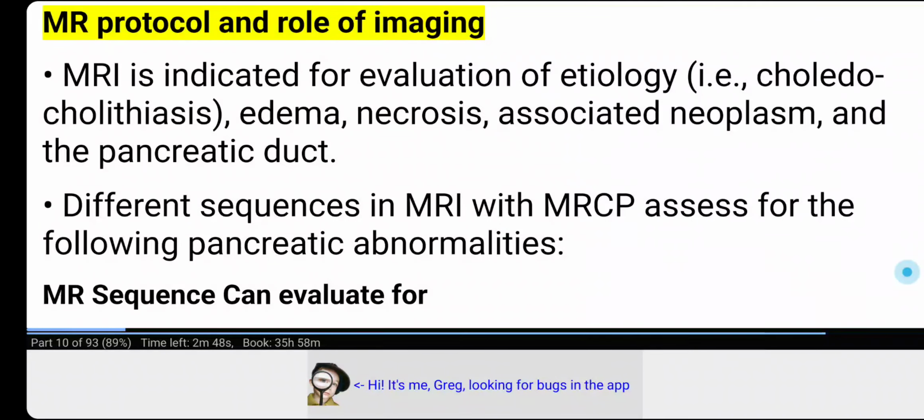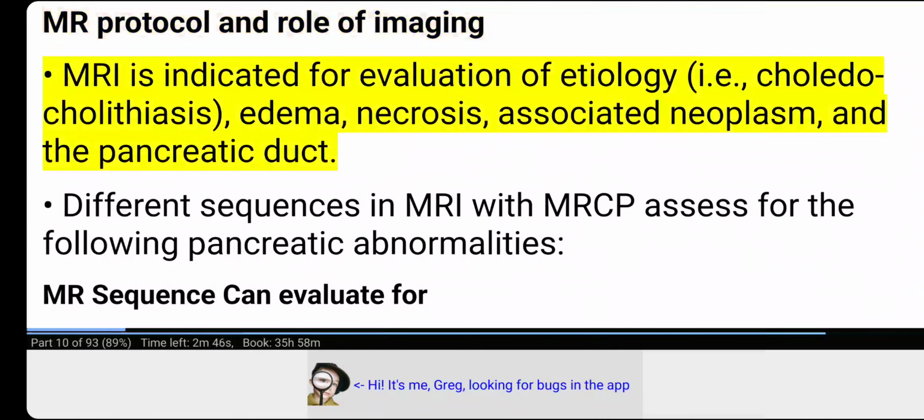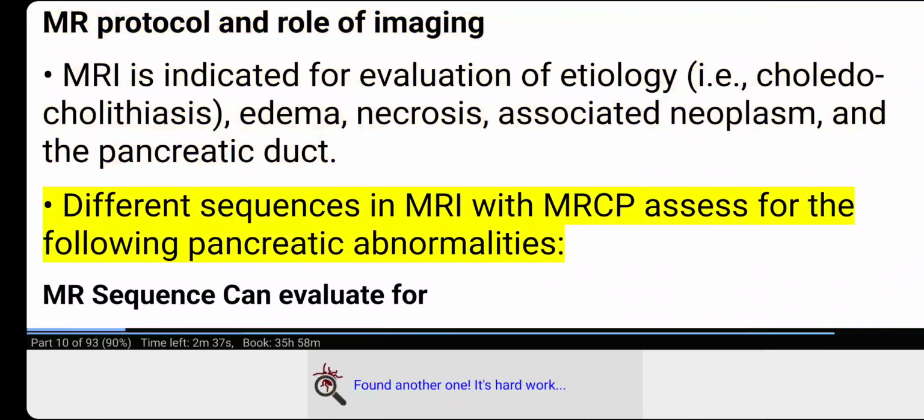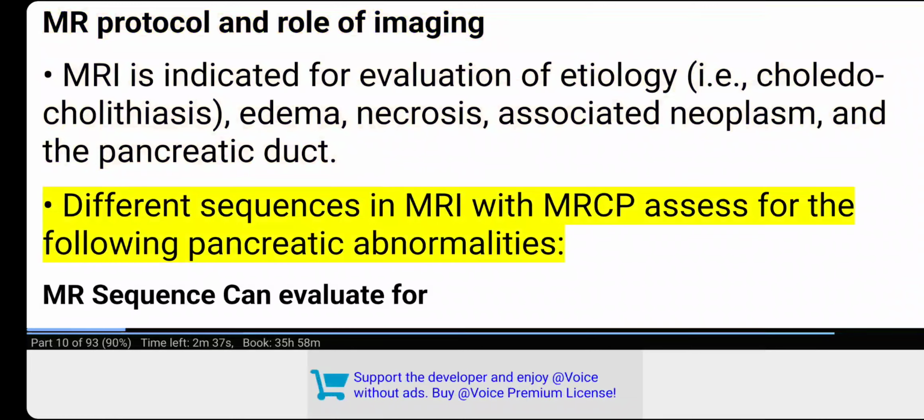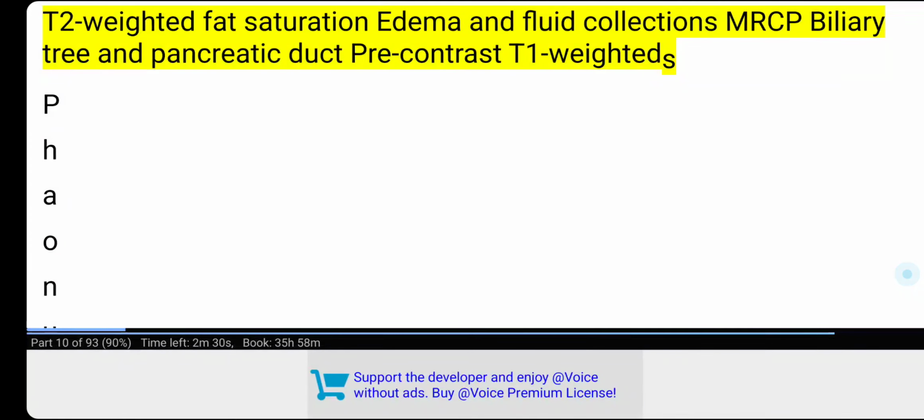MR protocol and role of imaging. MRI is indicated for evaluation of etiology, i.e., cholangiopathy, edema, necrosis, associated neoplasm, and the pancreatic duct. Different sequences in MRI with MRCP assess for the following pancreatic abnormalities. MR sequences can evaluate T2 weighted fat saturation for edema and fluid collections, MRCP for the biliary tree and pancreatic duct, and pre-contrast T1 weighted.